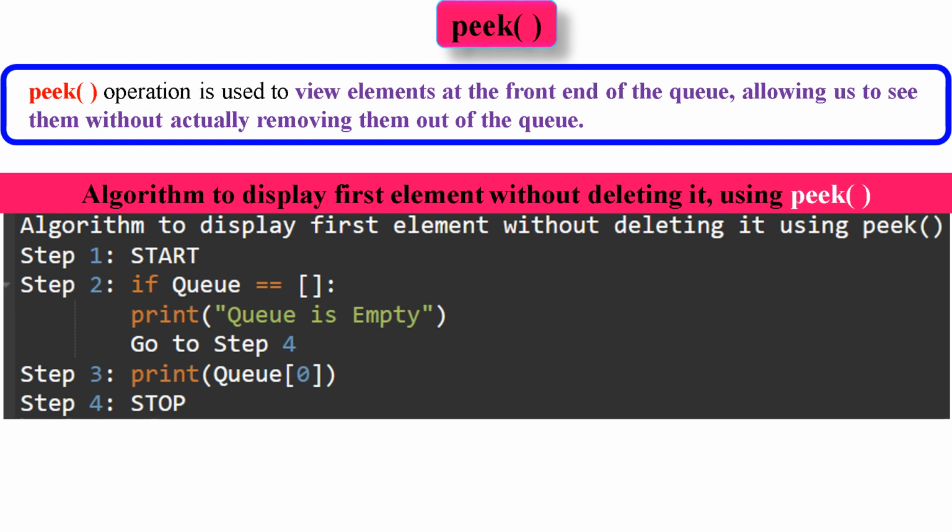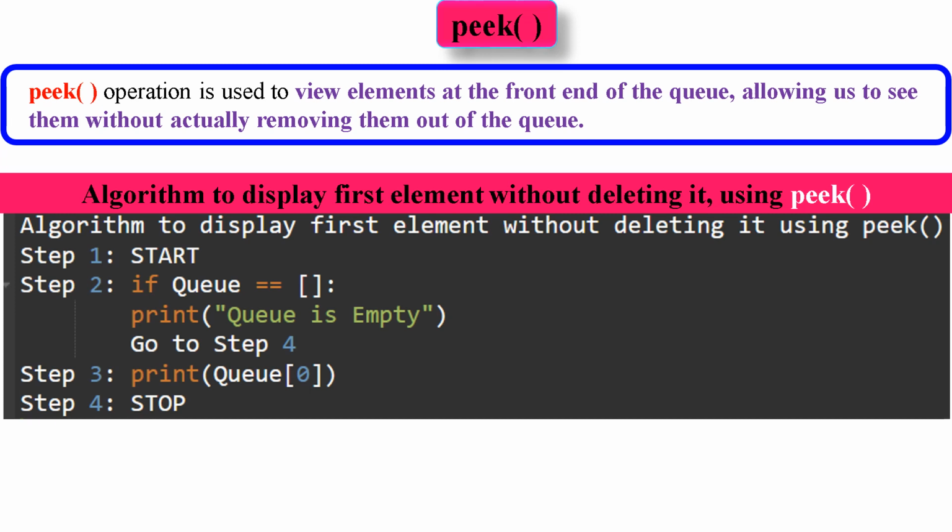Step 1. Start. This step marks the beginning of the algorithm's execution. Step 2. If queue equal to empty list. In this step, we first check if the queue is empty using the condition queue equal to empty square brackets. If it's true, the queue is empty, we proceed to the next substep. Substep A. Print "queue is empty".